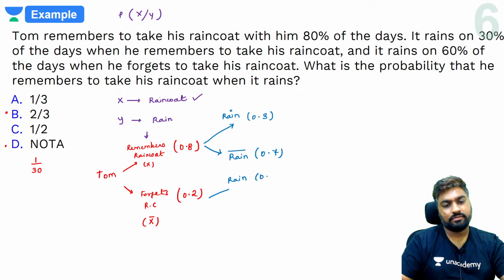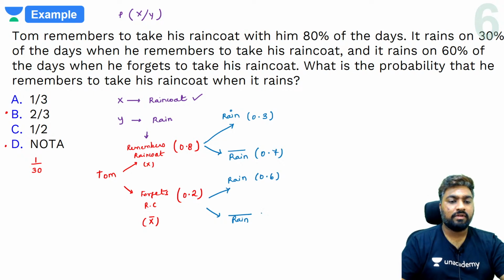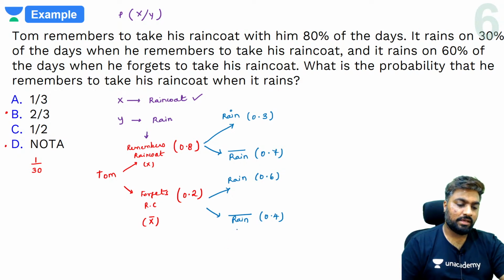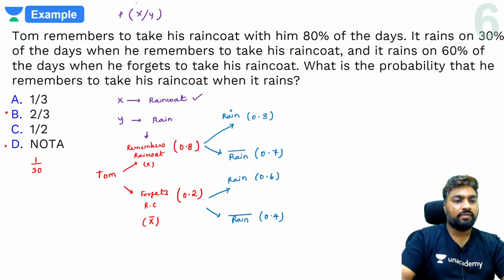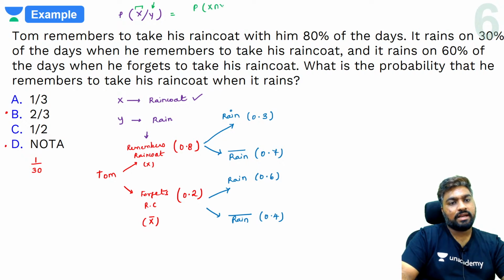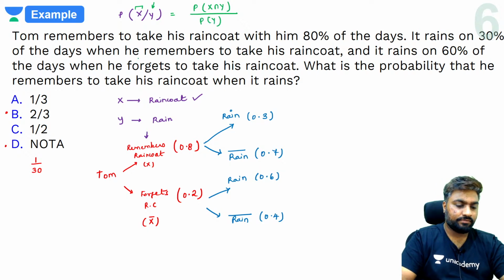60%. That means probability of no rain when he forgets the raincoat will be what? Remaining 40%. Yes, अपन से क्या पूछा है? What have they asked from us? They have asked probability of remembering the raincoat when it rains, which is going to be what? Probability of taking the raincoat when it rains upon probability of total rain cases.